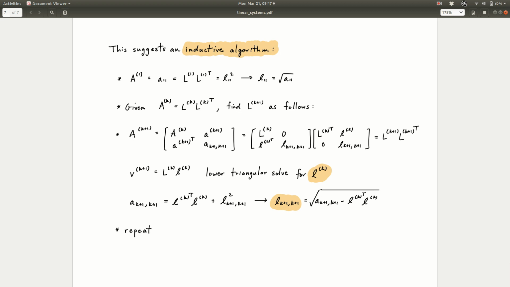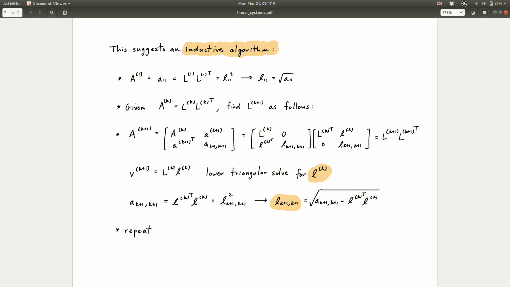So this is the algorithm that's used to compute the Cholesky decomposition of a matrix A. Basically, you build it up step by step using the knowledge that the upper k by k submatrix of L is the Cholesky decomposition for the upper k by k submatrix of A. And then you have to do some lower triangular solves and a little bit of algebra to figure out what the next row of L is.